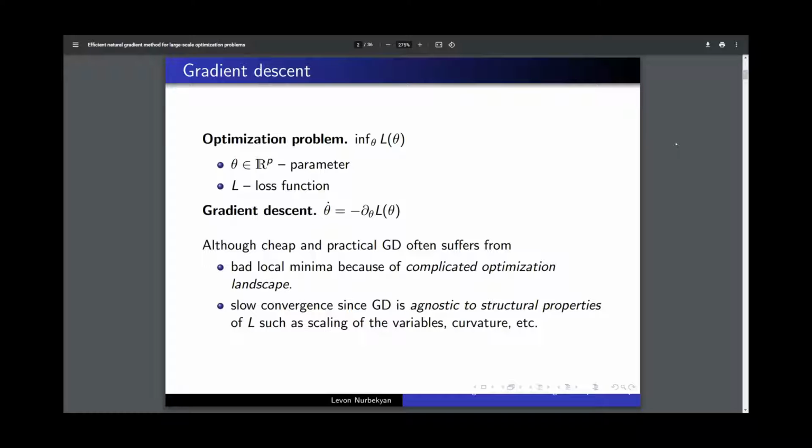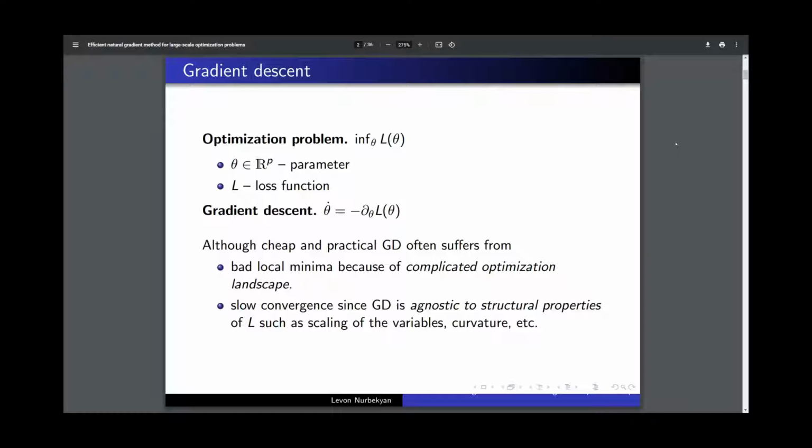So, okay, we start with a very generic problem, right? The gradient descent problem. Since in most machine learning applications we have to do some kind of optimization, as was presented just now and also this morning. We have some loss function L, we have some parameter in p-dimensional space, and we want to optimize this. One of the most typical things that we use, especially for large scale problems, is just the gradient descent. This is the vanilla version, and it's cheap and practical, and that's why it's used a lot, especially in large scale problems. But there are many complications.